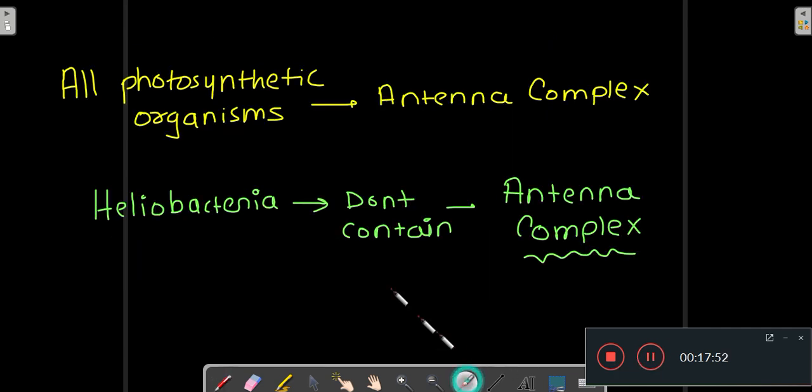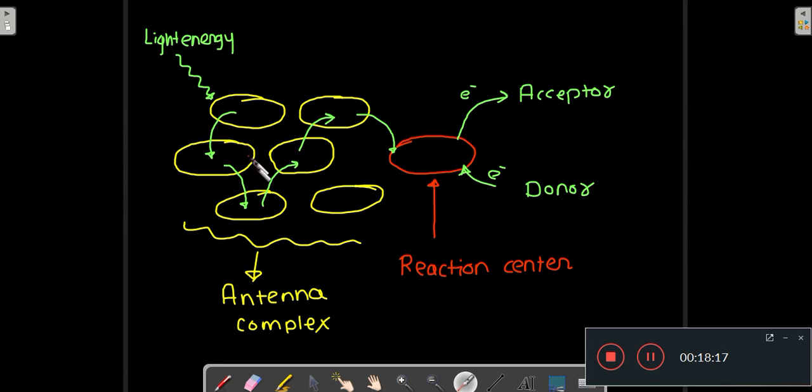So all photosynthetic organisms have the antenna complex, but Heliobacter is an exception. Heliobacter is a photosynthetic organism that does not contain an antenna complex. Except for Heliobacter, all the photosynthetic organisms contain antenna complexes. So this is how your antenna complex and the reaction center look.